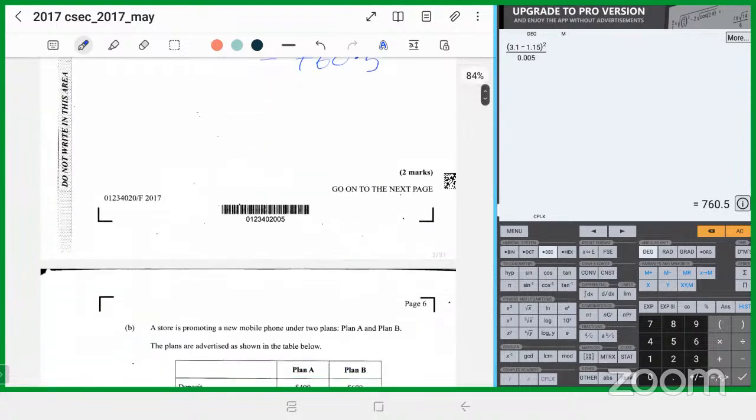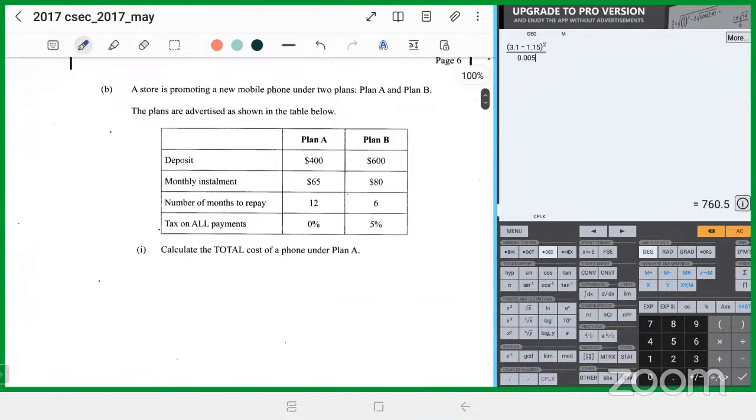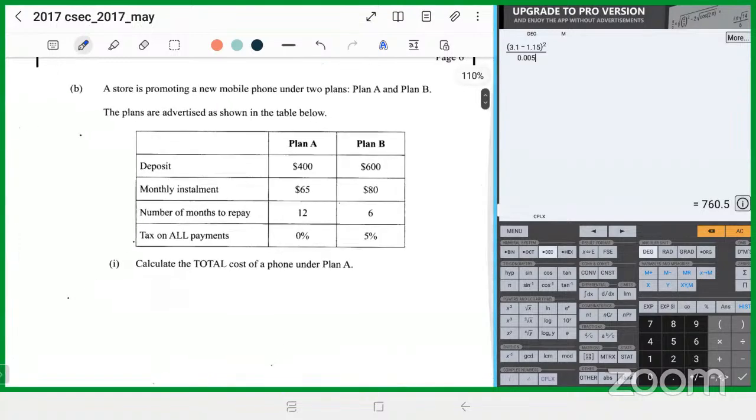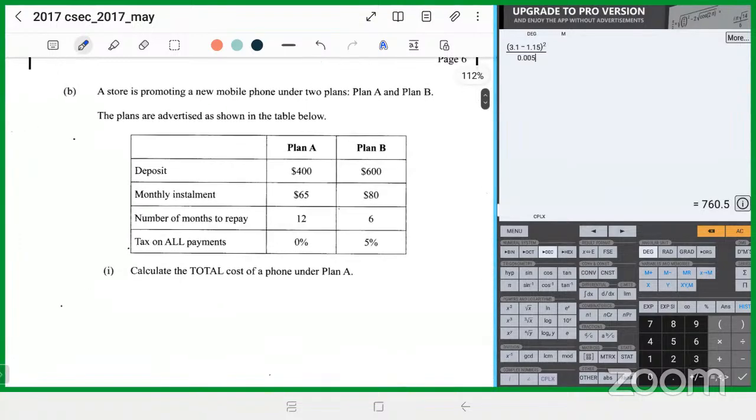Let's continue. Then we'll come to this question. This is some consumer arithmetic question. Normally very common sense questions. It says a store is promoting a new mobile phone under 2 plans, Plan A and Plan B. It says plans are advertised as shown in the table below.